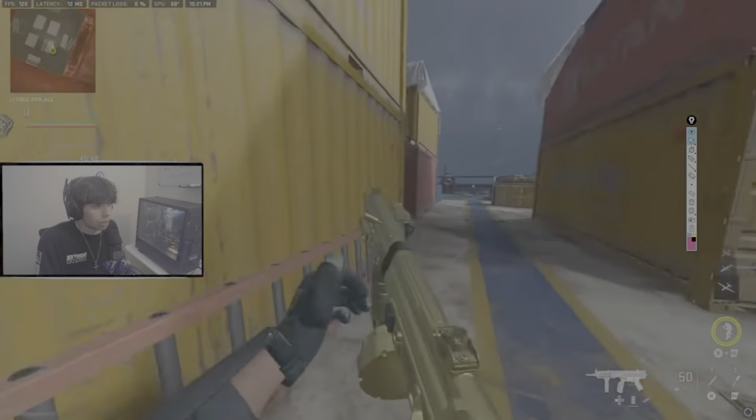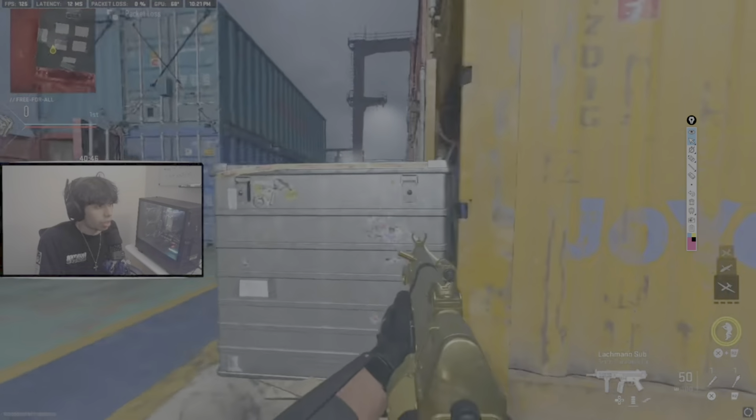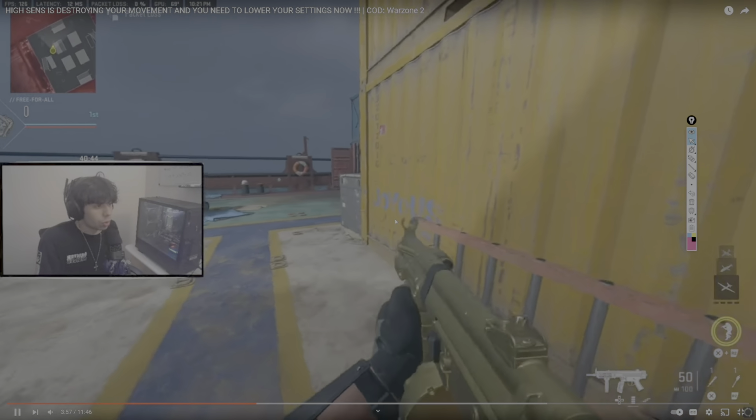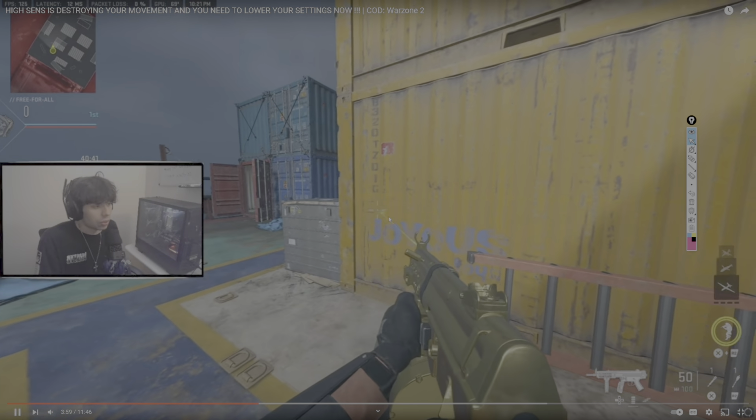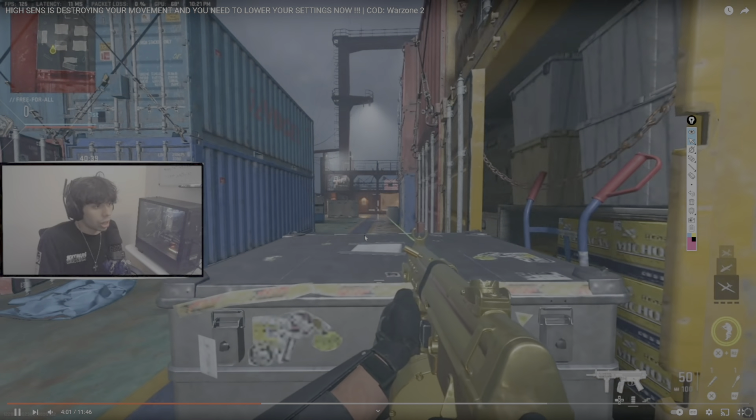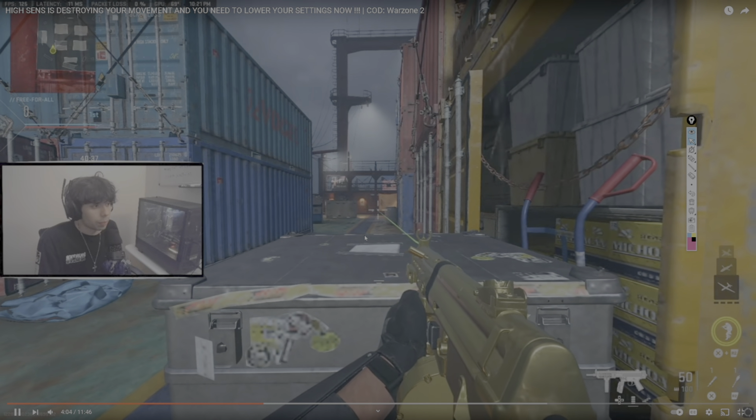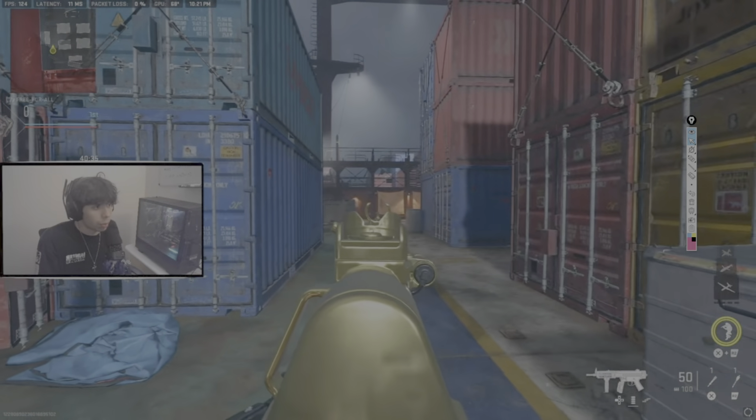So that means if I'm slide canceling, and then I pop up over here, what I'm doing is in the middle of my slide, I'm rotating my left stick up and then to the left so that I can have more rotational aim assist popping out like that.